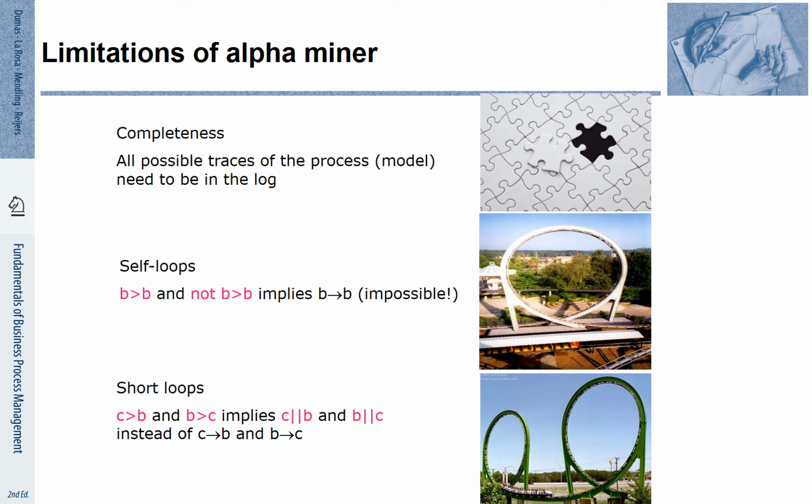Unfortunately, there are also some limitations. The alpha algorithm requires that all possible traces are actually also in the log. It also suffers from some technical challenges, that certain repeating behavior cannot be represented directly in the correct way. This is the case for self loops. That means when we observe that an activity is repeating in an event sequence, or for short loops. That means when an activity A is followed by B, and B is also followed by A.